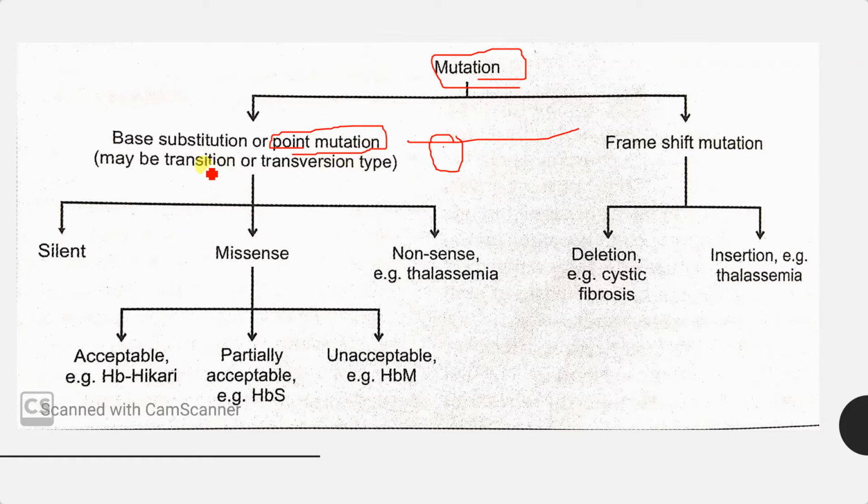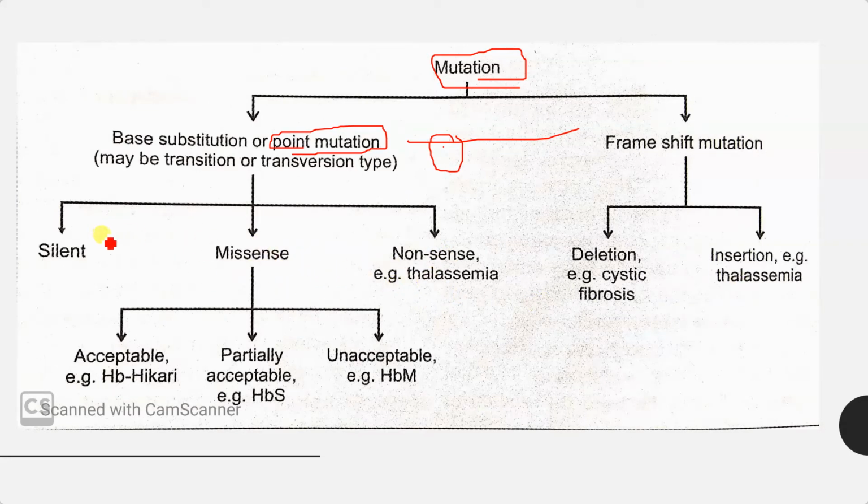In transition, a purine is replaced by a purine or a pyrimidine is replaced by a pyrimidine, so the same type of nitrogenous base is altered. Whereas in transversion, a purine may be replaced with a pyrimidine, or a pyrimidine may be replaced with a purine. Due to point mutation, you may have three different effects: silent mutation, missense mutation, and nonsense mutation. We'll see all of these in detail.